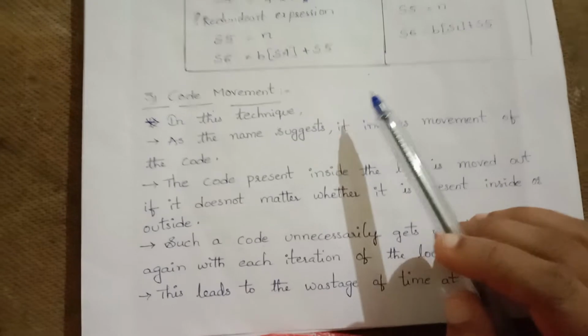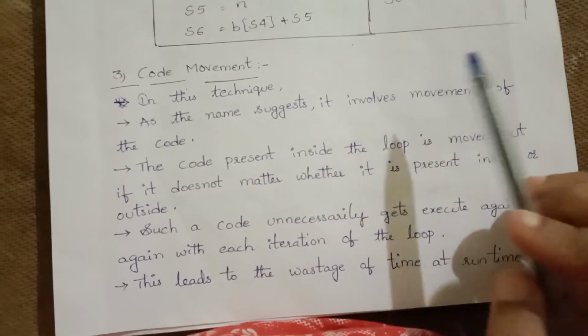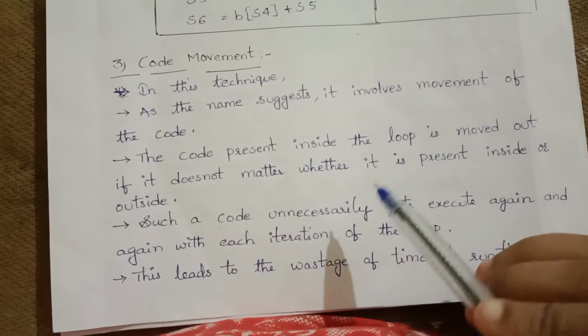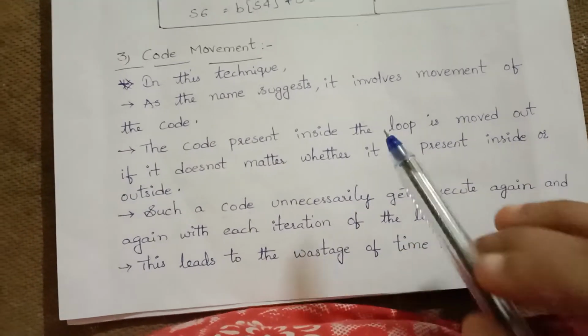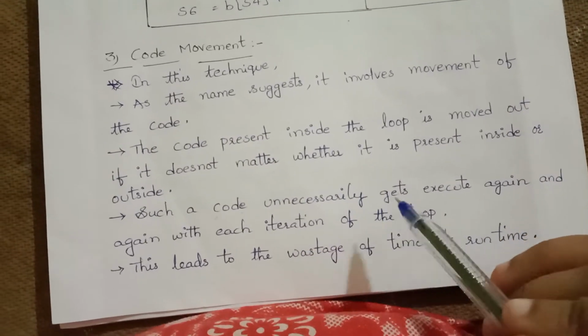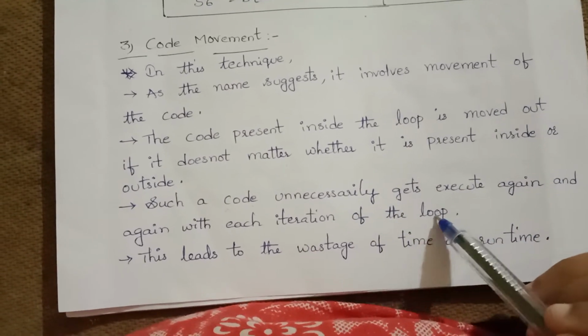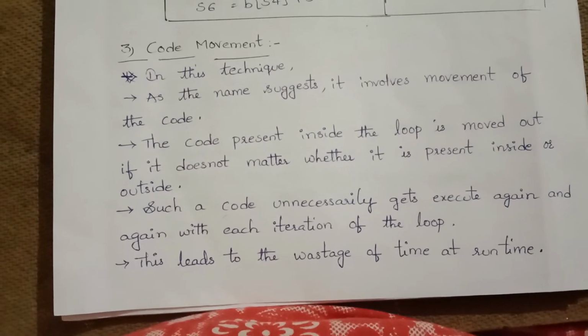And the next one is code movement. In this technique, as the name suggests, it involves movement of the code. The code present inside the loop is moved out if it does not matter whether it is present inside or outside. Such code unnecessarily gets executed again and again with each iteration of the loop. This leads to wastage of time at runtime.